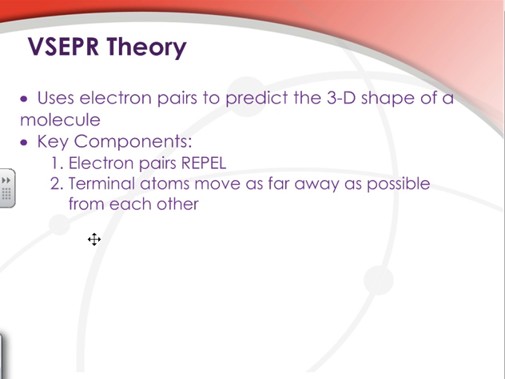So the VSEPR theory uses electron pairs to predict the three-dimensional shape of a molecule. So there are some key components here. We have to remember that electron pairs repel and want to stay as far away from each other as possible. And terminal atoms, so those are the atoms that are attached to the central atom, move as far away as possible from each other to again minimize the electron repulsion.